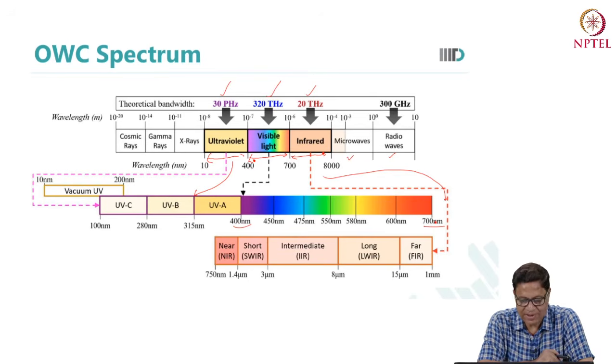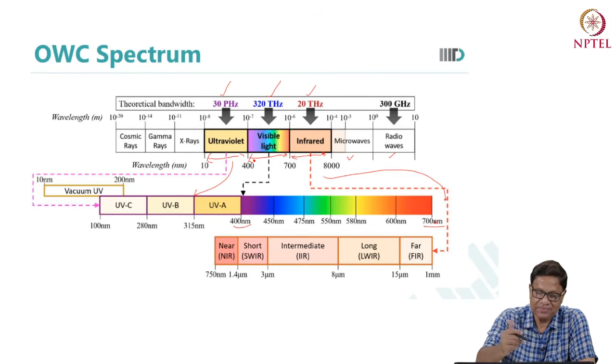So the spectrum is not an issue. You have enormous spectrum. The limitation actually comes from other factors. For example, your devices may not be working at that speed. So one has to do a lot of research in getting devices which can respond to this high frequency. But the spectrum is available, and it is definitely much more than what is available for RF.